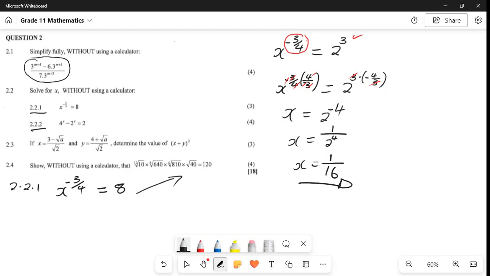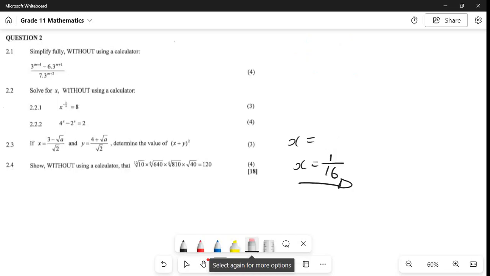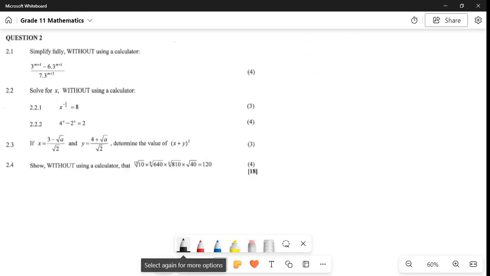You see how simple this is. You don't even need to struggle. You don't even need to think very hard about it. It's a very simple thing. You just need to know which methods to apply. And whatever method you're applying, you need to ensure that it's mathematically correct. And now let's go to 2.2.2.